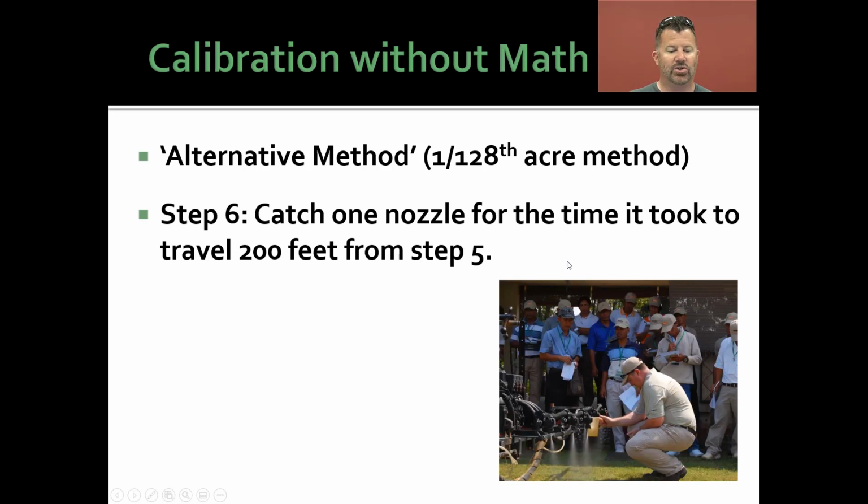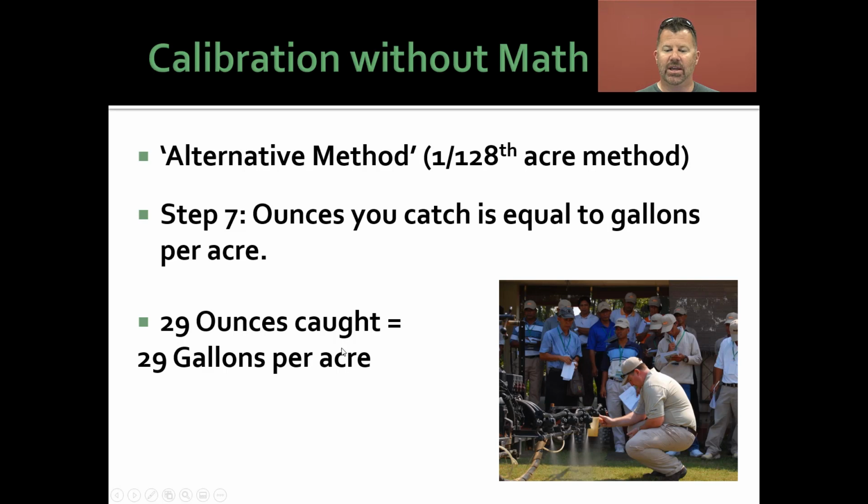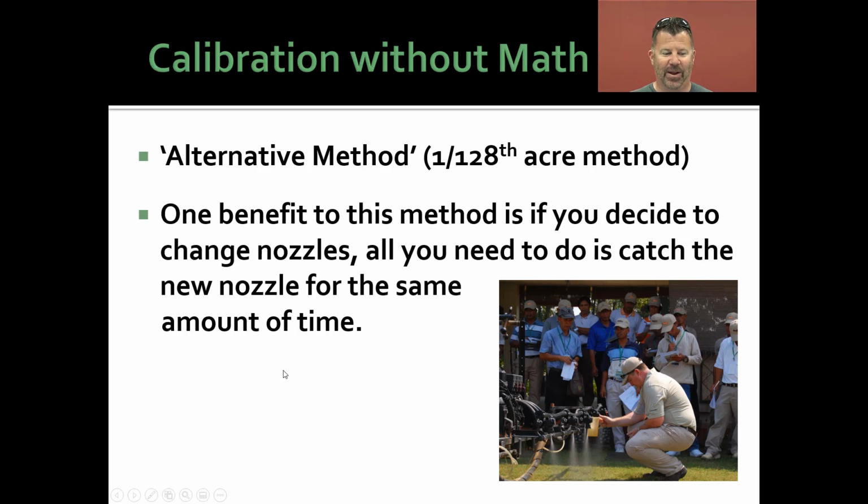Catch one nozzle for the entire time it took to travel the 200 feet from step 5. Catching the water for 34 seconds using an 8004 nozzle at 40 psi yields 29 ounces. Step 7, ounces you catch is equivalent to gallons per acre. So 29 ounces caught is 29 gallons per acre. Good math here, guys. One benefit of this method is if you decide to change nozzles, all you need to do is catch the new nozzle for the same amount of time. Perfect.